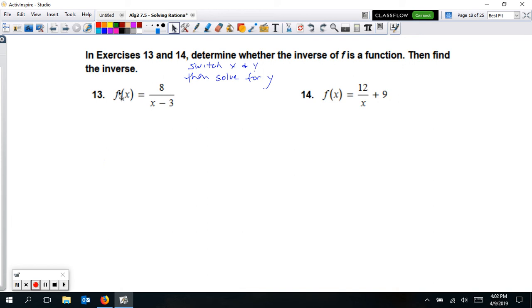So first of all, we need to realize that f of x is where our y is. That's our location for the y. And so when we want to switch now, we're going to just switch the x and the y. So now it's going to be x equals 8 over y minus 3. And now we need to solve for y.